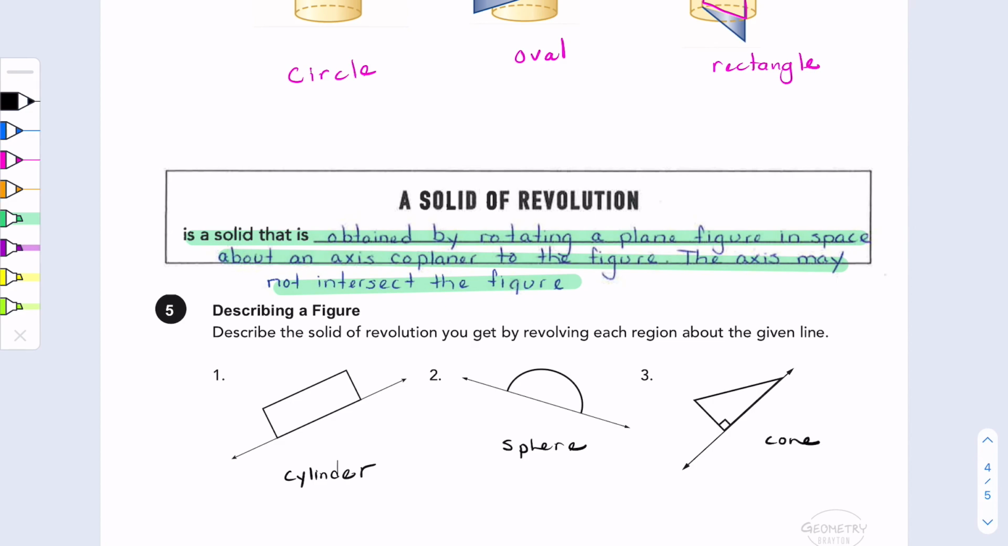And that's it for the vocab and the topics for today. So please let me know if you have any questions.